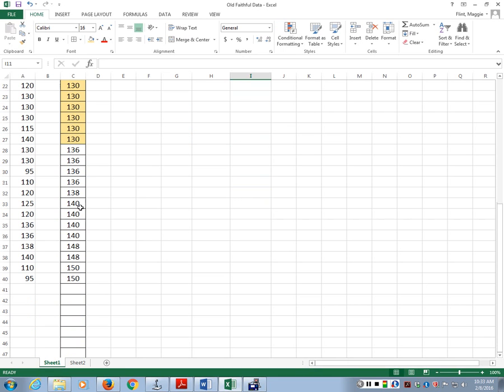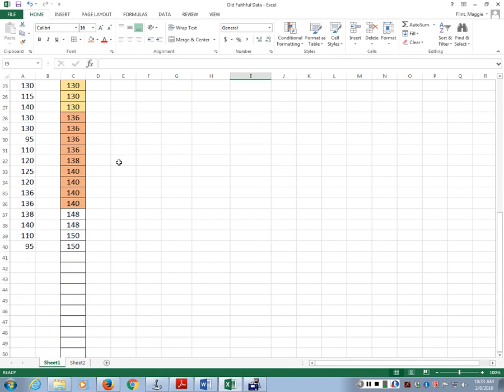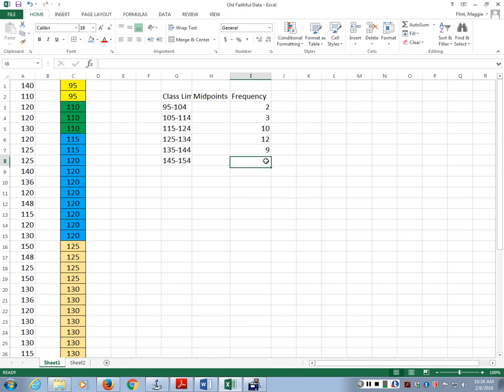And then 135 to 144, well, 148 is too big, so 140 up to that point. And it says there's 9 of those. And then the remaining goes in that last group, and there's 4 of those. So if I did everything right, I should have all 40 of my data pieces.